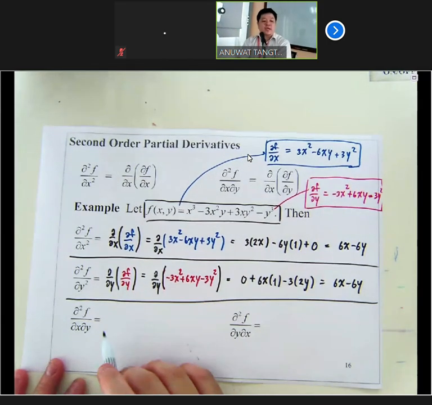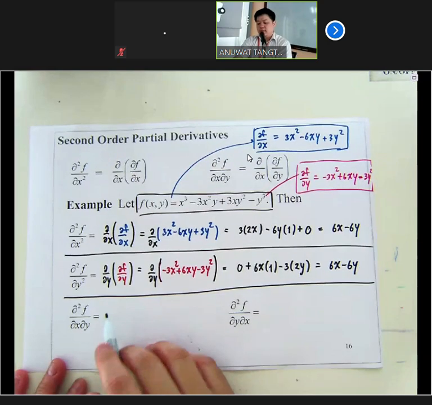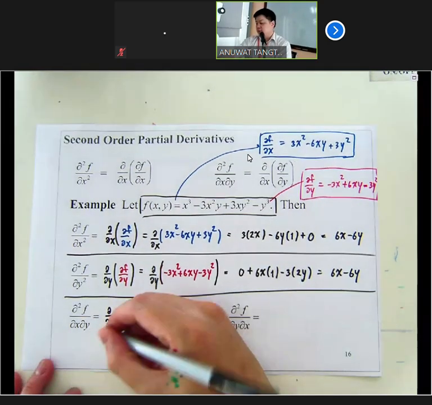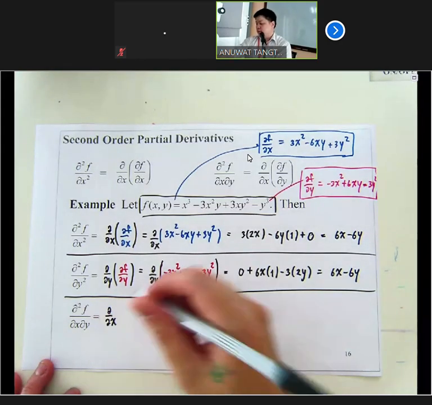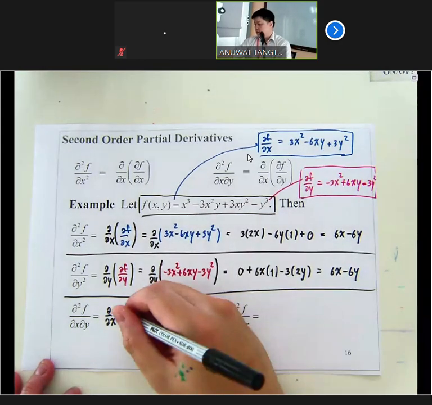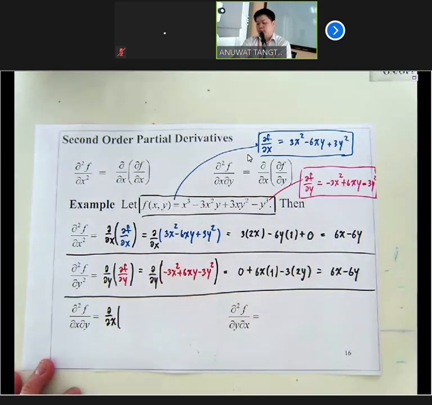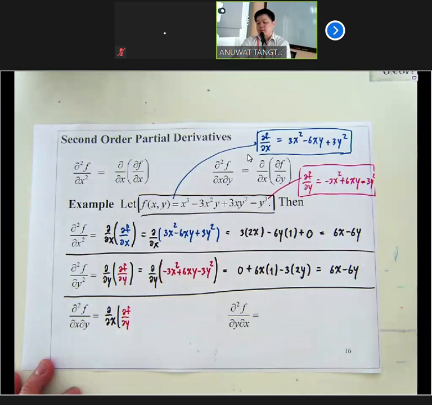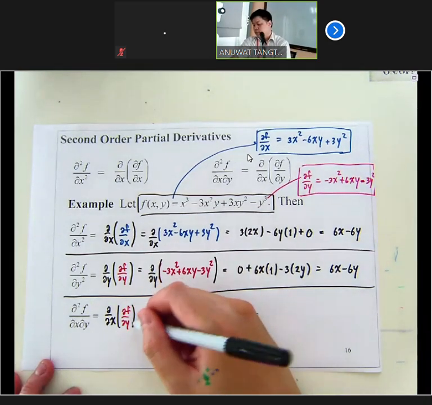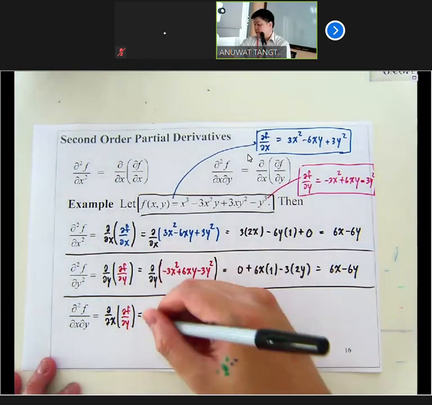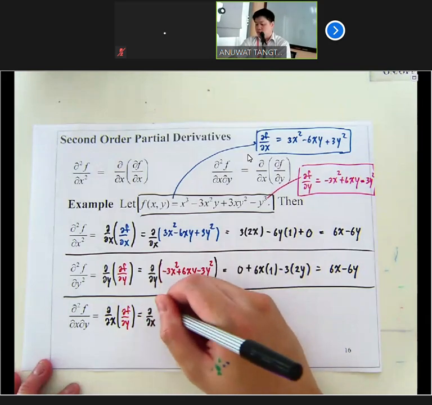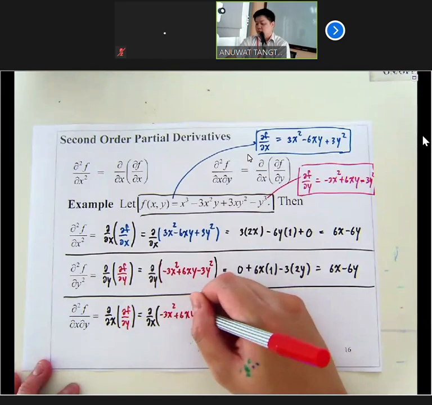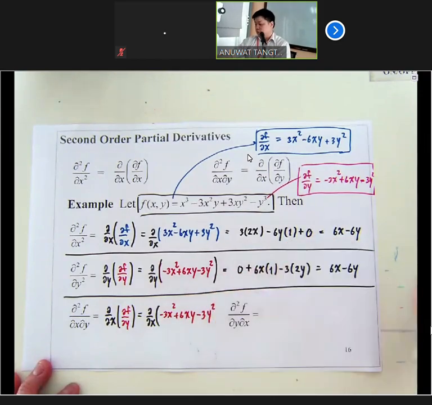Now, for this notation, this one should be d by dx as the outer. And then, okay, so please make sure you do it in the correct order. That would be d by dx of minus 3x squared plus 6xy minus 3y squared.